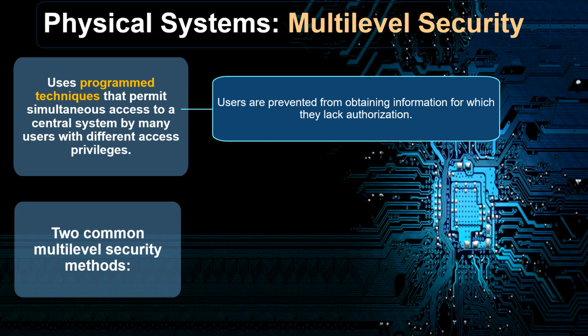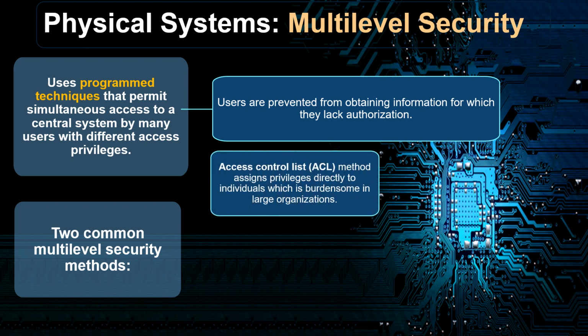Okay, so two common multi-level security methods. One is the access control list. So we have a list of controls, and we assign it to individuals. This method assigns privileges directly to individuals, which is problematic in large organizations. Meaning that we have, let's say, 10 individual employees, so for each one we list down what they are authorized to access and what the limitations are for them.